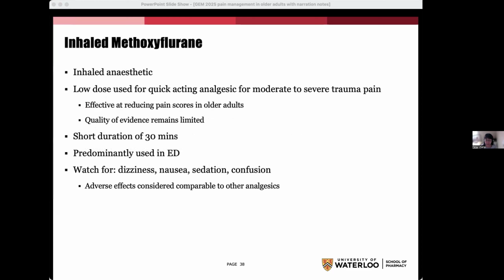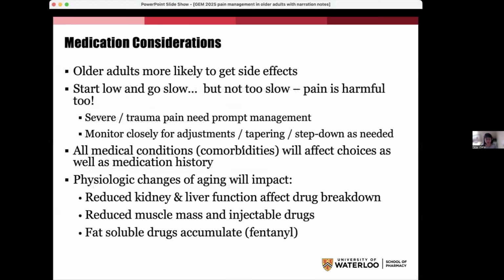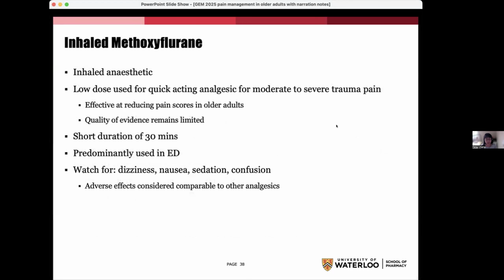This is an anesthetic medication, and low doses have been used as an analgesic for moderate to severe trauma pain, predominantly only in the emergency setting. Some side effects are nausea, sedation, and confusion, but the adverse effects are generally considered quite comparable to other analgesics. So that might be another option if you need it in that emergency setting.